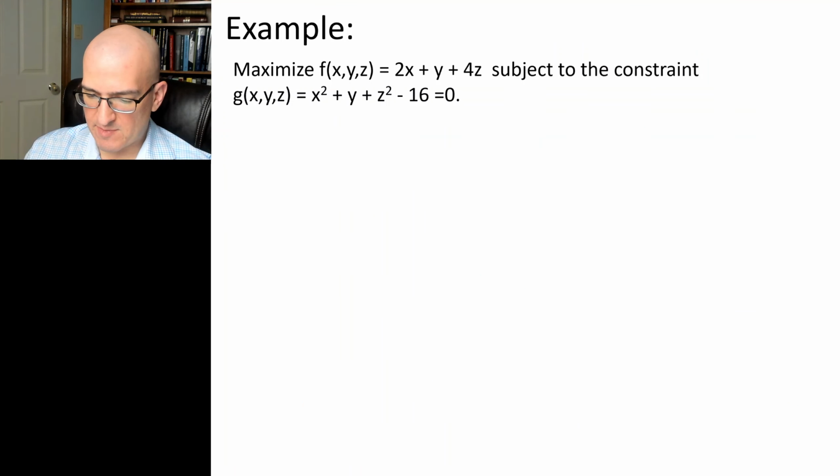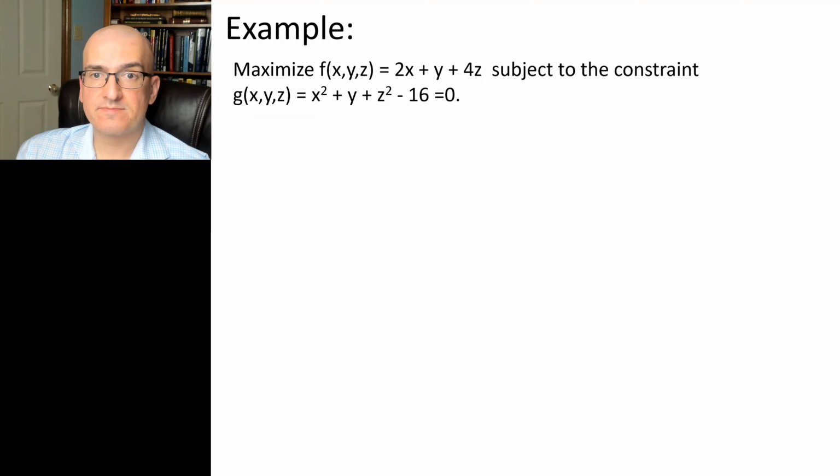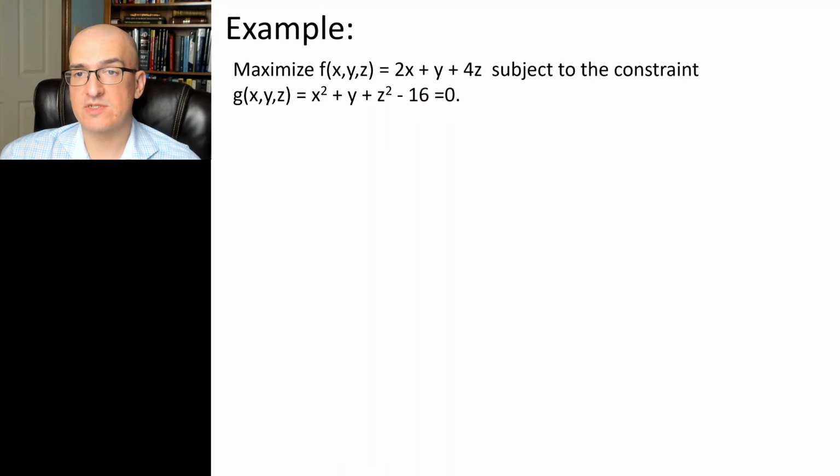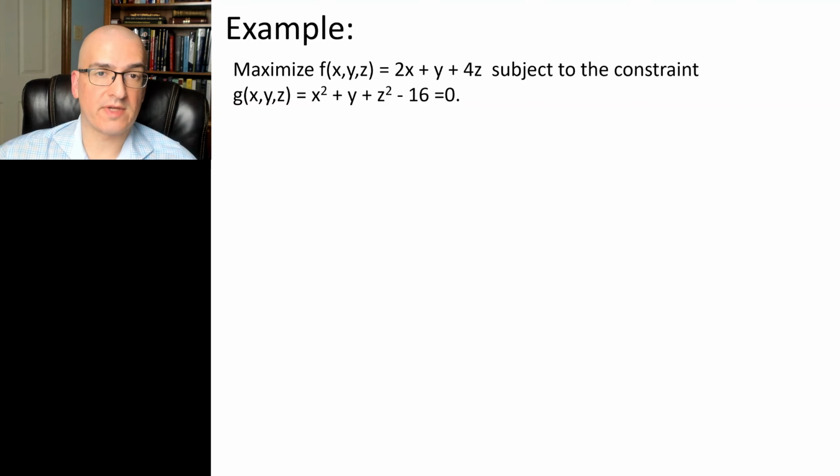Let's do a second example. This is a situation where we cannot rewrite this function to be in terms of one variable. We have an objective function in terms of 3 variables, x, y, and z. We have a single constraint, g of x, y, z is equal to 0. We want to maximize this objective function subject to that constraint. So we couldn't go back to use single variable calculus for this.